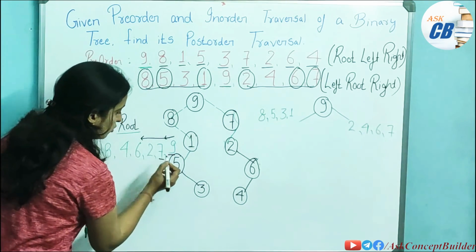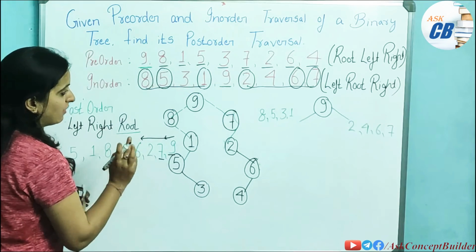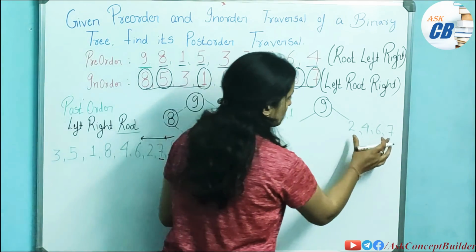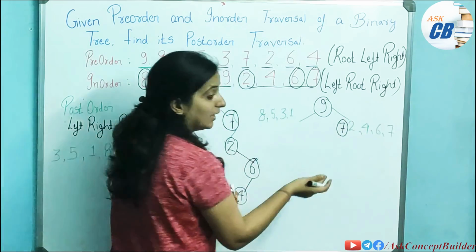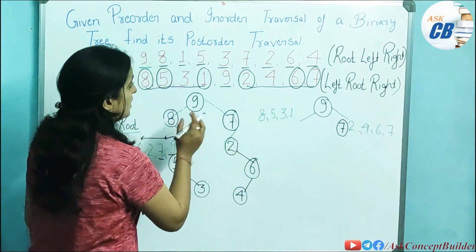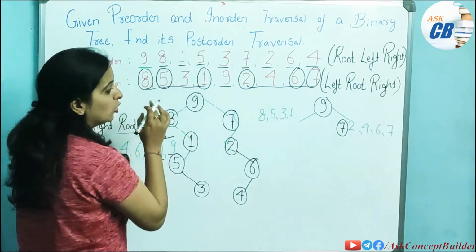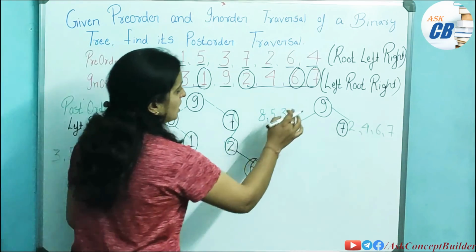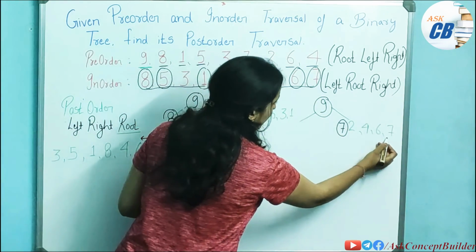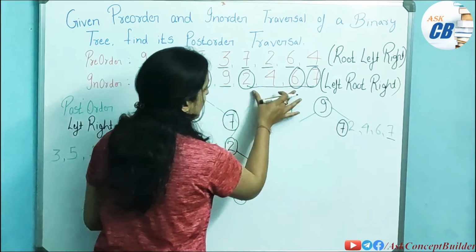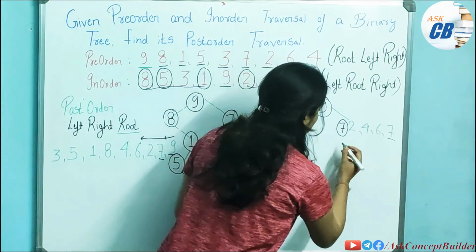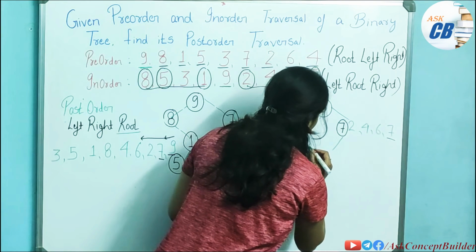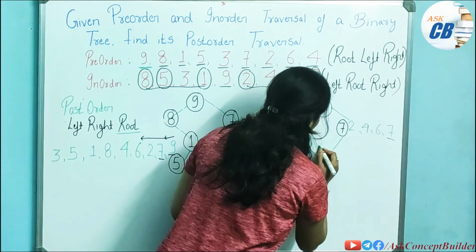Now the second root node is 7. Okay, so you have to search where 7 is present. So 7 is here, now the root node will be 7, and again you have to search this position of 7 in your in order traversal. Now 7 is here and the remaining elements, that is 2 4 and 6, are on the left of 7, so you will again mark these three on the left of this 7, that is 2 4 6.